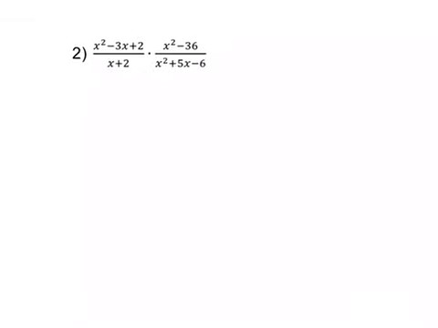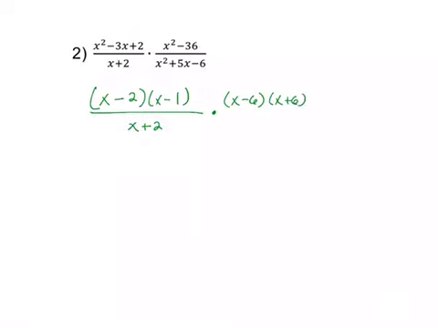For number 2, I'm going to start again. I'm going to start factoring out anything that I can factor. So for example, plus 2, two numbers that you multiply and give 2, and you add and give you 3. Those numbers are x minus 2, x minus 1, divided by x plus 2, times x squared minus 36, which is a difference of squares, so I can factor it as x minus 6, x plus 6. And on my denominator, two numbers that you multiply and give you 6, and you subtract and give you 5. Those are x plus 6, x minus 1.